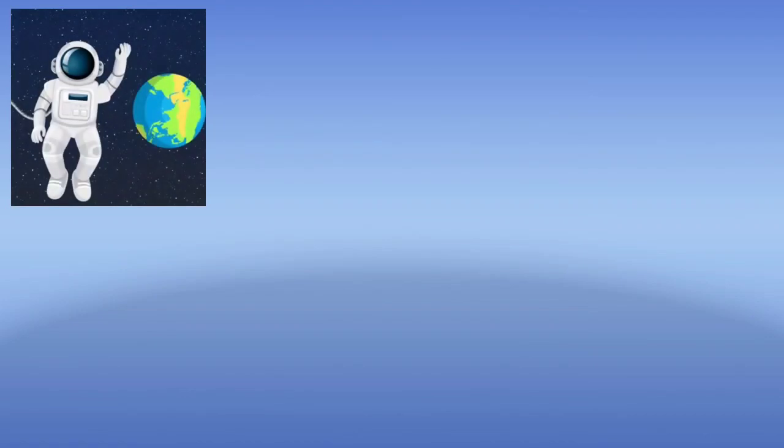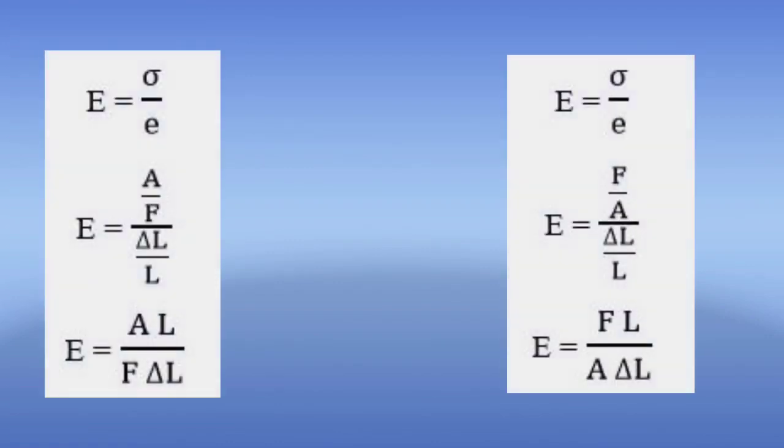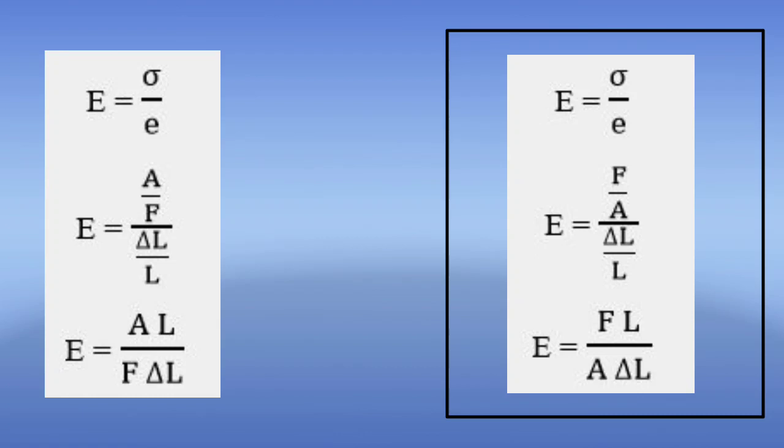Okay, from the equation, when substituted, use the symbols sigma for stress, epsilon for strain, and capital E for Young's modulus. So, mathematically written right or left? Right. Yes, it's true. Amazing.